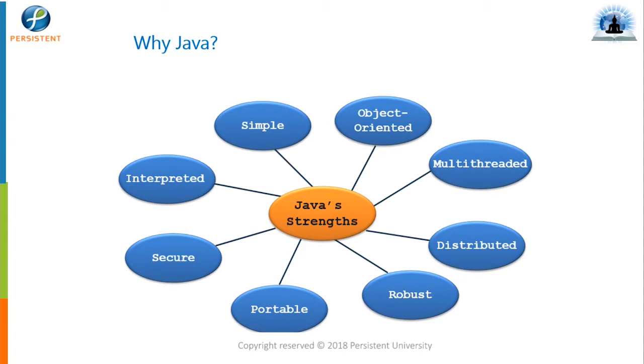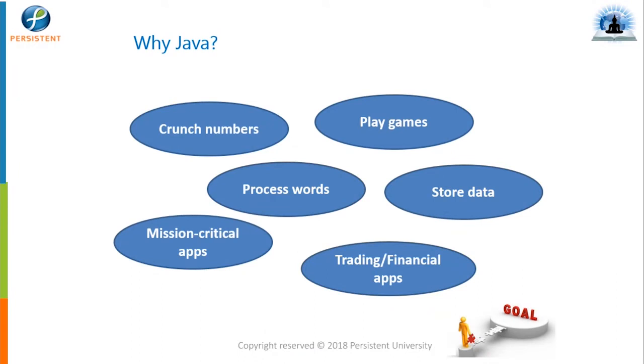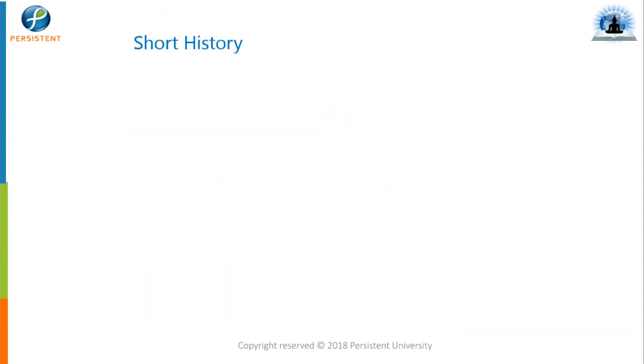Okay, so these are some basic features of Java we have seen. Definitely we are working with Java to play games, to store data, to process words, to easily create applications, to create games, to create web based applications, to create desktop based applications. We know why we should learn Java. We know some features of Java. Let's understand how Java evolved and the history of Java.